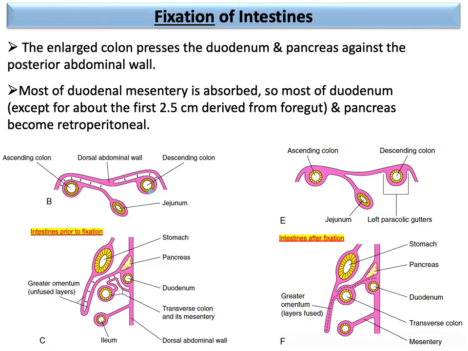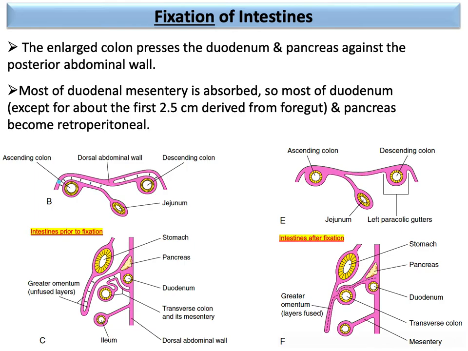So look here at the arrows, because as I mentioned, the intestines will be fixed. So this is the ascending colon, and this is the descending colon on the left, and of course this is a part of small intestine, the jejunum. Look at the arrows that show the fusion of the ascending colon and the descending colon, as I mentioned earlier, with the posterior abdominal wall.